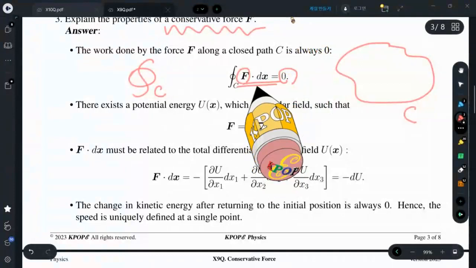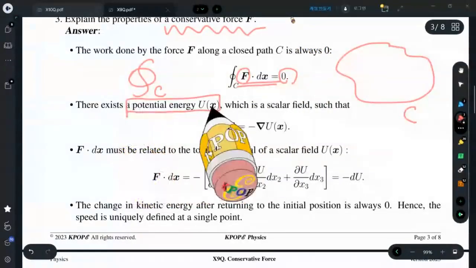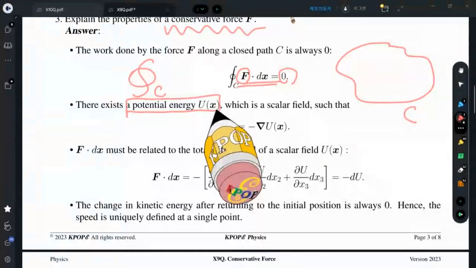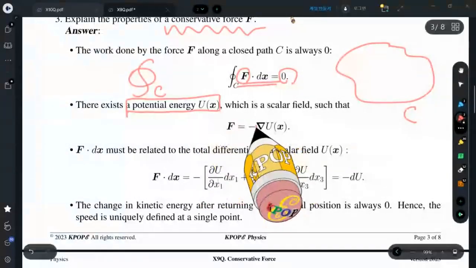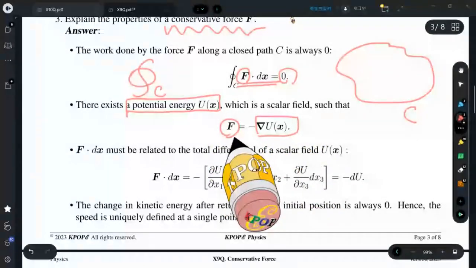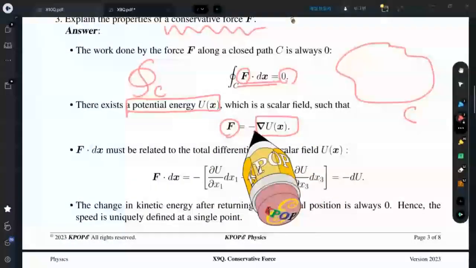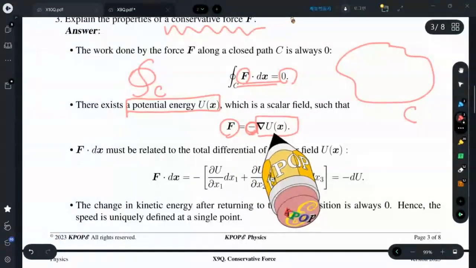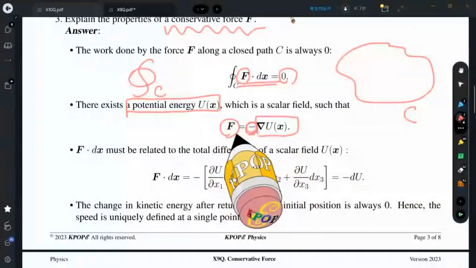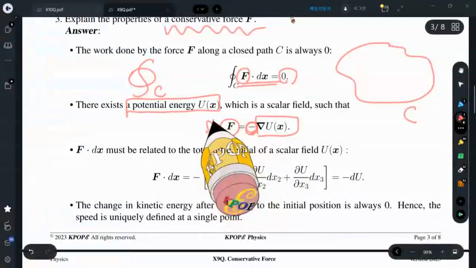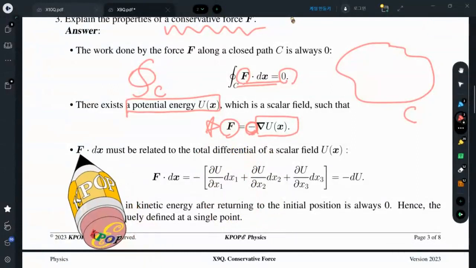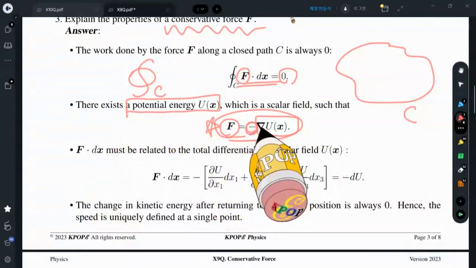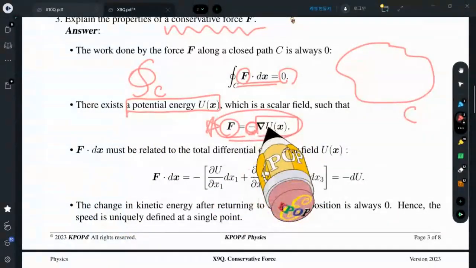Next, if there is a potential energy that is a function of position only, and the force is expressed as a gradient, minus gradient, that is very important, the negative gradient of a potential, then it is always conservative. Memorize. Third one, F times dx, because if it is conservative, it is expressed as a minus gradient.